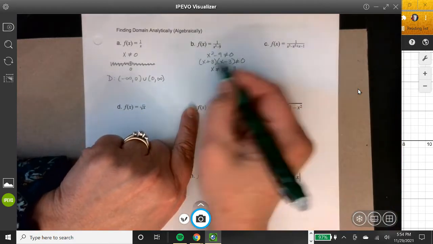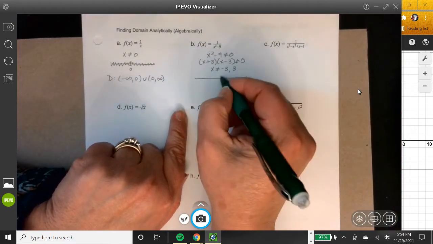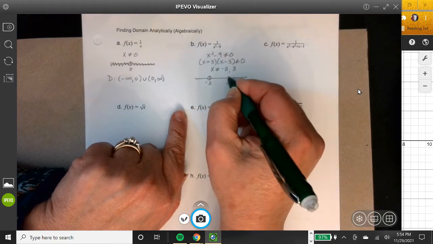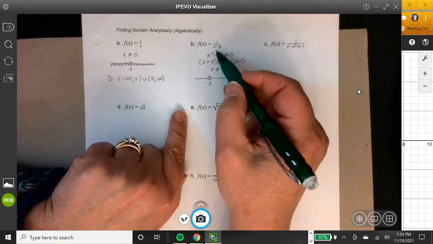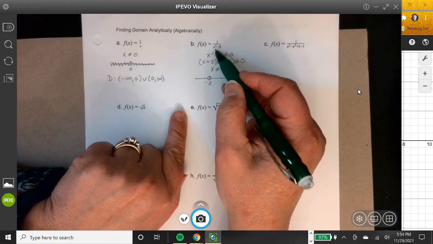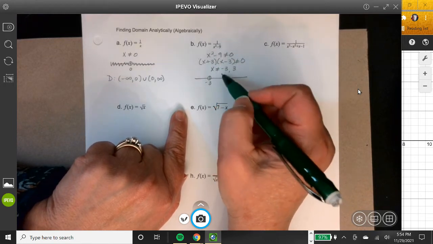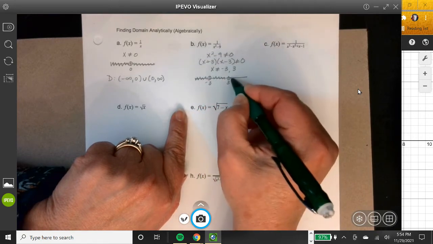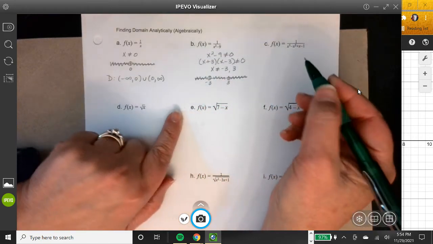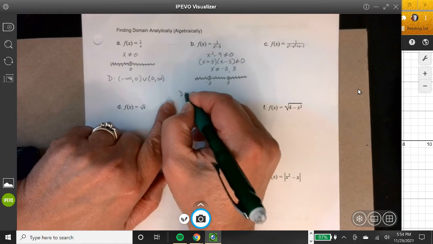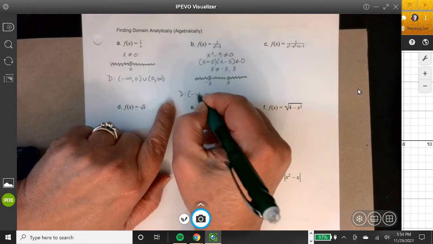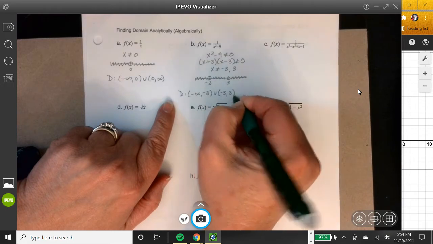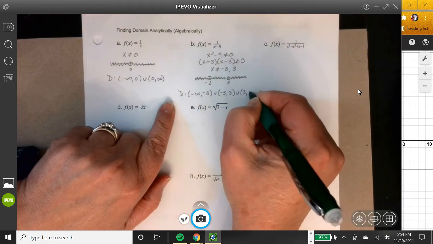Well, then let's do our little number line here, -3 open, and 3 open, but could x be 10, 20, 1? Any of those numbers except for 3 and -3? And the answer is yes. So my domain is going to be on the number line all the other values. If I were to read it off the number line, the domain is going to be -infinity to -3 in union with -3 to 3 in union with 3 to infinity.